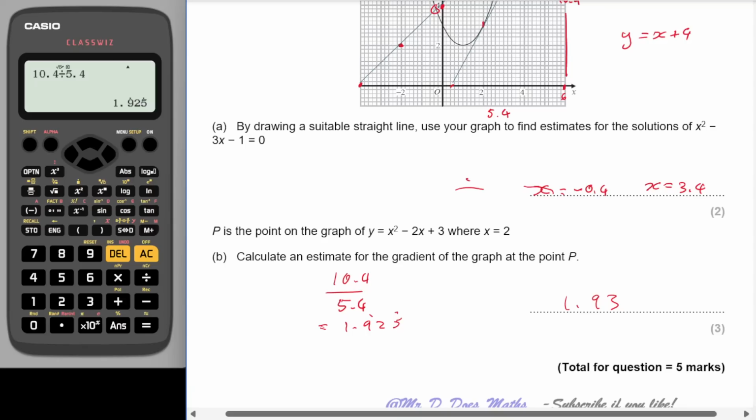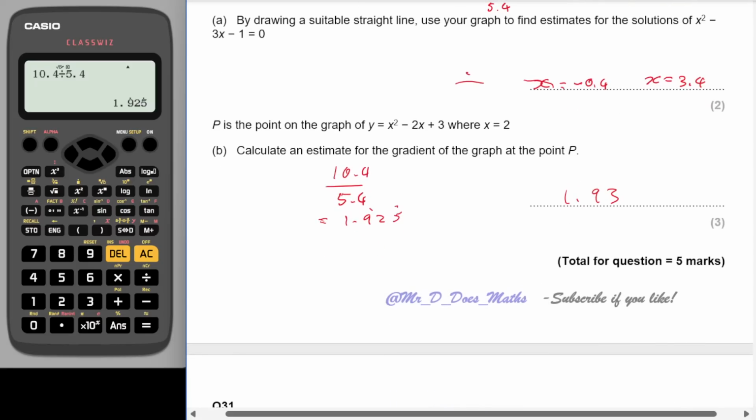Calculate our estimate. We get 1.93, and we're allowed to accept anything from 1.6 to 2.5. So pretty close to the centre of that. Right. Slightly on the lower end, but not by much.